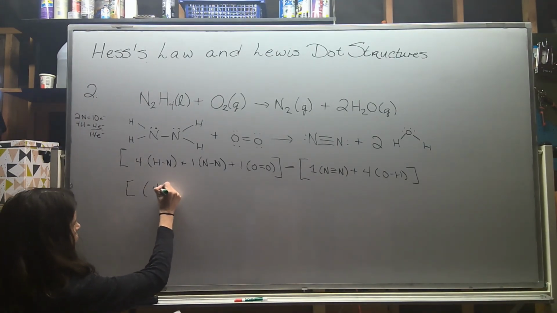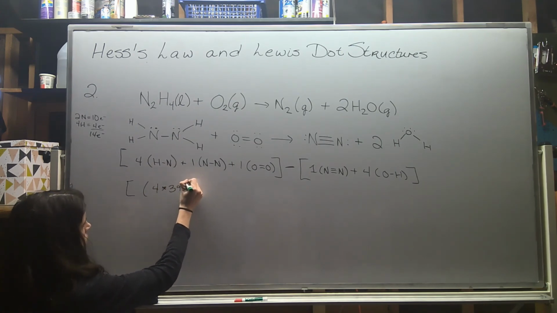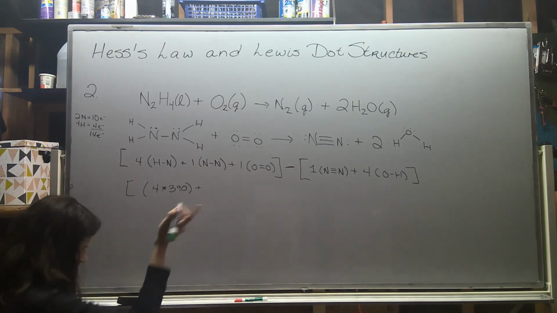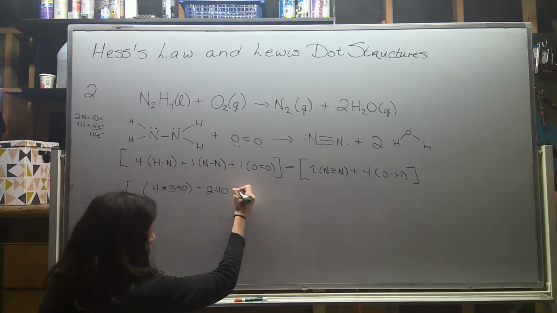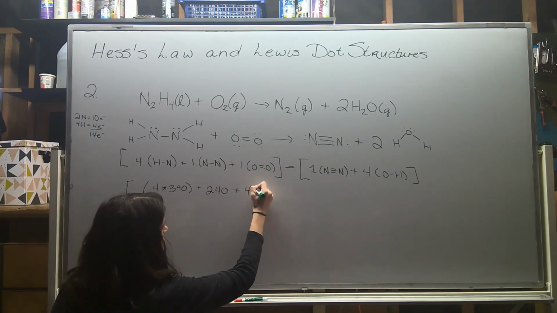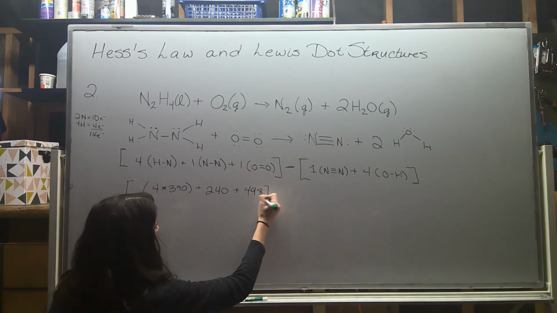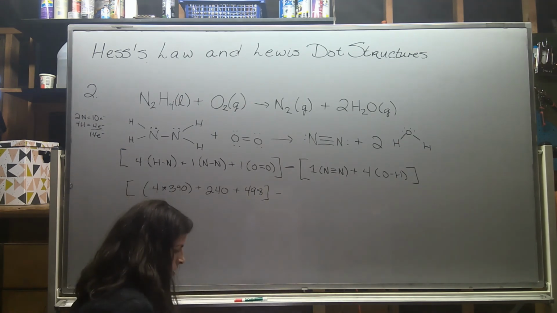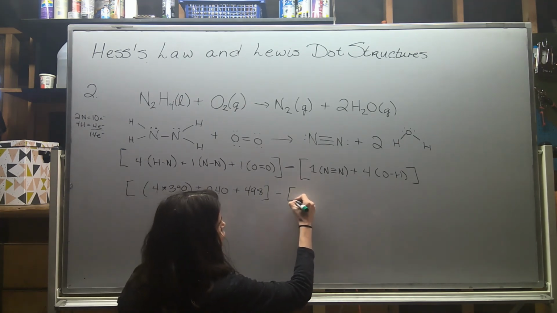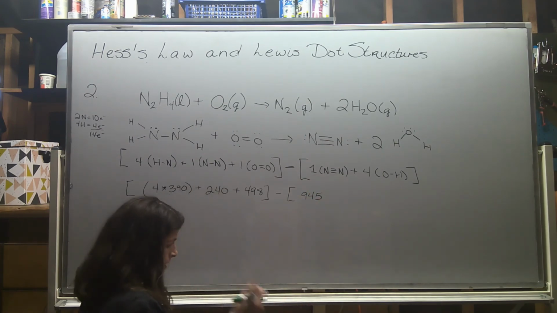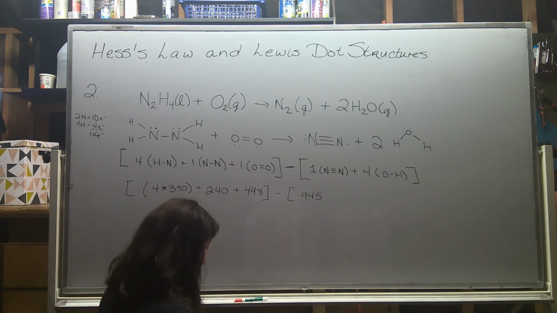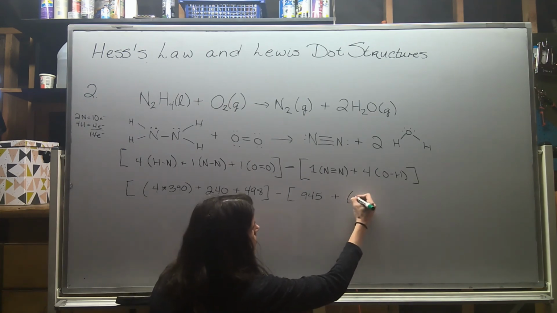So I'm looking at 4 times 390 plus 1 times 240 plus 1 times 498. The nitrogen-nitrogen triple bond is 945. It takes 945 kilojoules of energy to break that bond. And then I'll do 4 times 460 for the water.